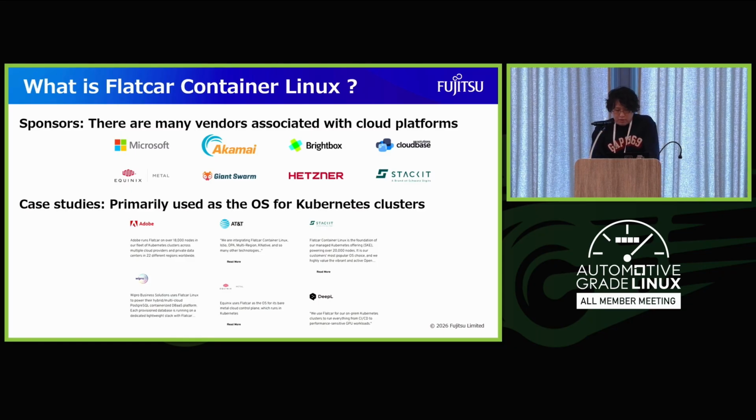And this slide briefly shows Flatcar's sponsors and case studies. Many of its sponsors, such as Microsoft and Akamai, are related to cloud platforms. Flatcar is also used by companies such as Adobe and DeepL. In these cases, it is mainly used as an OS for Kubernetes clusters, and therefore Flatcar has mainly been used as a Linux distribution for cloud environments.